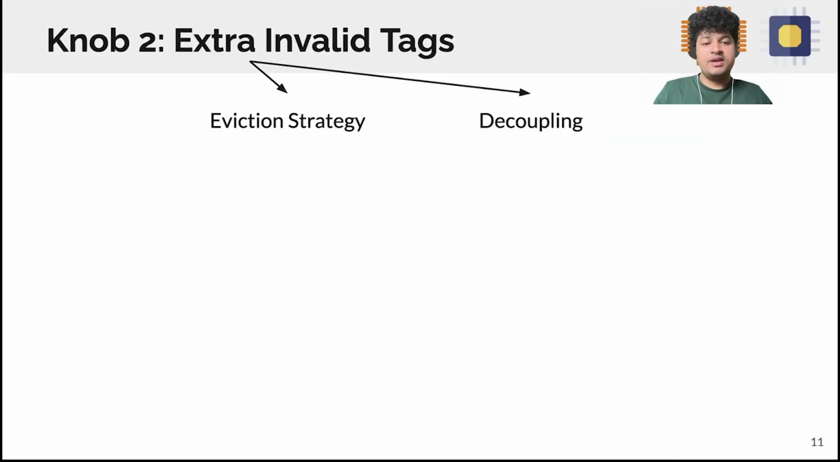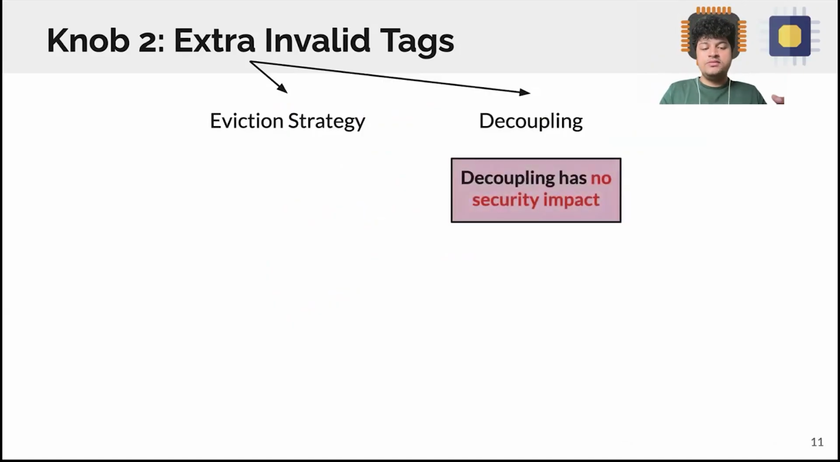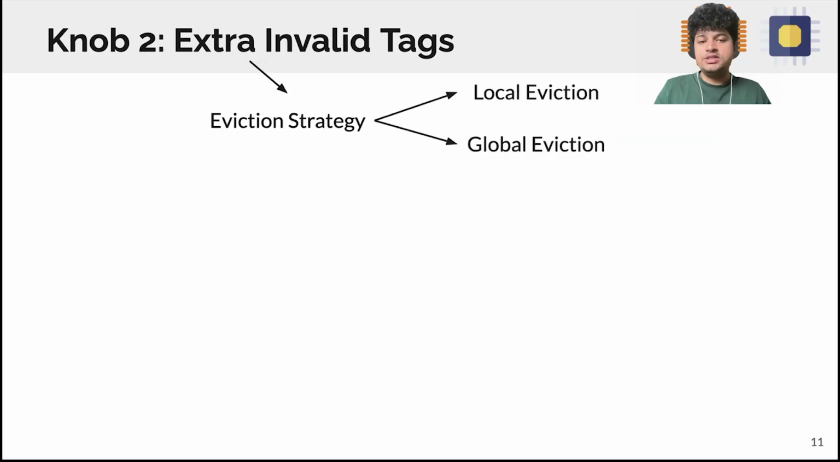Next up, we have extra invalid tags. We can have two subknobs in that: the eviction strategy, which is where we actually evict the entry from, and the decoupling of the tag and data store, which was used in Mirage and Maya. For decoupling, we observe that it has no security impact whatsoever on the cache design. For the eviction strategy, we can either evict locally from the set or we can evict globally from the entire cache.